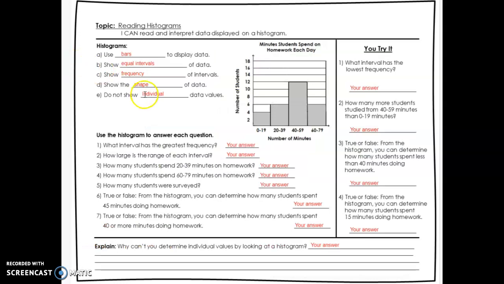So some important things to know about histograms. A histogram is a graph that looks like this right here. What you should see is we notice the bars are touching, and we're going to use those to display the data. A histogram has equal intervals.